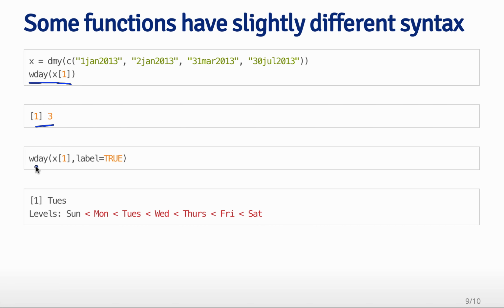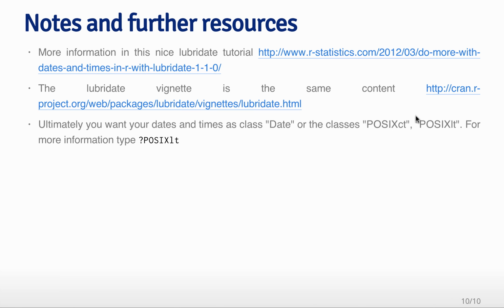And then if you want to know the weekday in terms of the actual abbreviation, you're going to have to say label equals TRUE, and then it'll tell you that it's Tuesday, the third day of the week, according to the levels that have been defined for this variable. So a lot more information is available in this very nice lubridate tutorial from which I borrowed some of the information for this. You can also find similar content in the lubridate package vignette. And ultimately, you want your dates to be of the class POSIXct or POSIXlt. And so for more information, type ?POSIXlt, and that'll give you a little bit more information about how to deal with dates. This will become relevant later when we do some modeling in the prediction class that deal with dates as well.